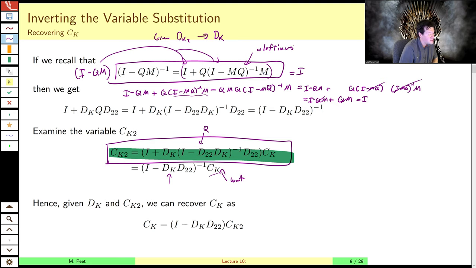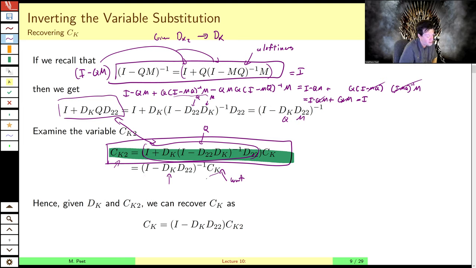Okay. So let's apply this now to this expression here, I plus DKQ, right? This is I plus D_K2 D22, that's the expression here. So let's apply it, expand out the Q, and now here we're making Q equal to D22 and M equal to DK. Applying the identity, we get that this is nothing more than I minus Q M inverse.